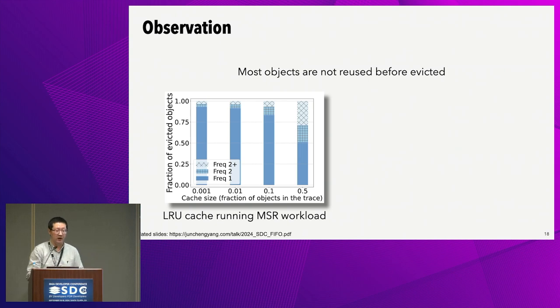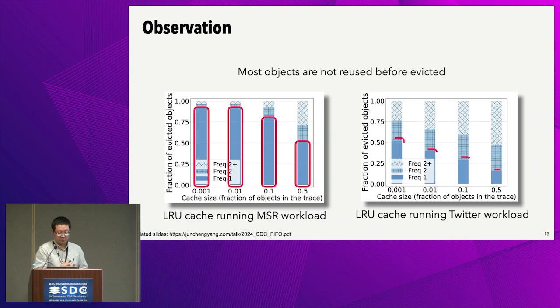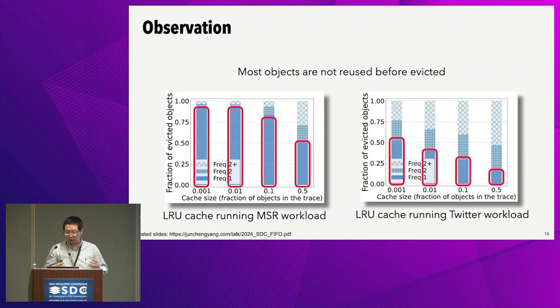Say if there are in total like 1 million objects requested in the trace, then this 0.5 means that the cache size is 500K. We can see that for different cache sizes, the majority of the objects evicted from the cache have frequency 1, meaning that they are not reused. This is on the Microsoft Research workload. Similarly, we can make similar observations on the Twitter workload. So most objects do not get reused after insertion.